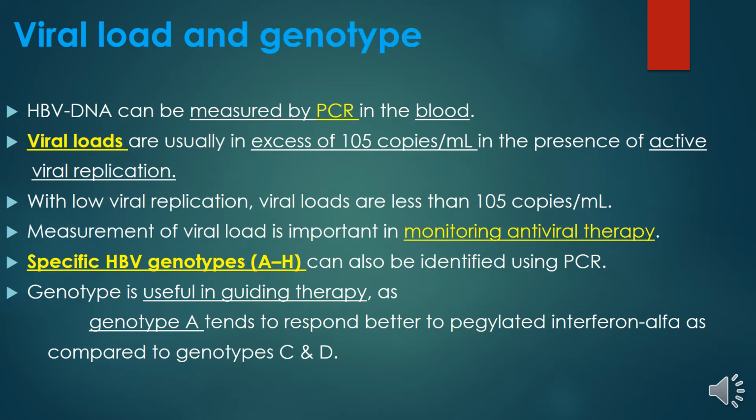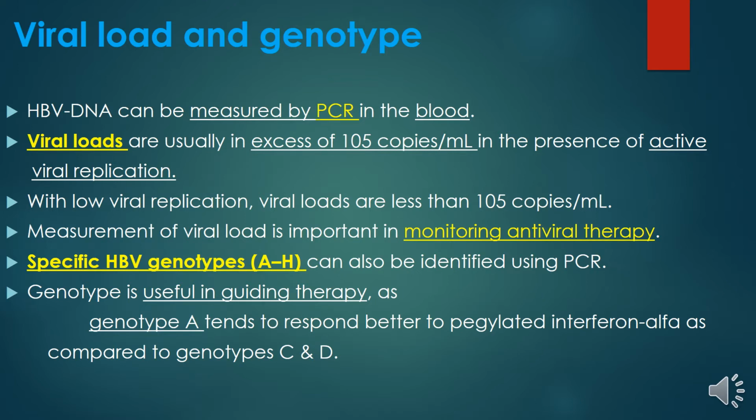Viral load and genotype can be measured. Hepatitis B virus DNA can be measured by PCR in the blood. Viral load is usually in excess of 10^5 copies per ml in the presence of active viral replication. With low viral replication, viral loads are less than 10^5 copies per ml. Measurement of viral load is important in monitoring antiviral therapy.